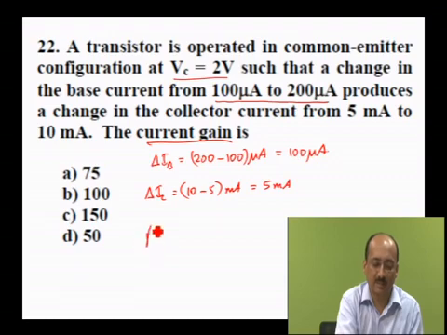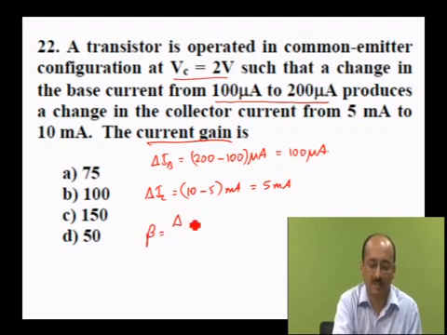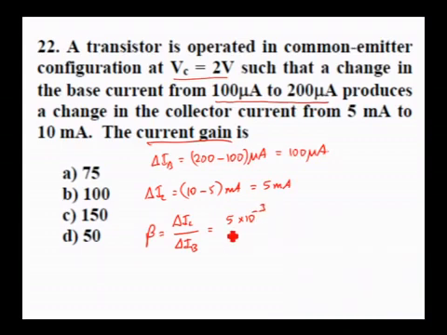Current gain means beta. Beta of the transistor is given by delta IC by delta IB, which amounts to 5 milli divided by 100 micro. Now, this is 5 into 10 raised to minus 3, and you can have 100 into 10 raised to minus 6, meaning 10 raised to minus 4. That minus 4 comes to the numerator, it becomes plus 4. So this translates to 50. So D is the choice.